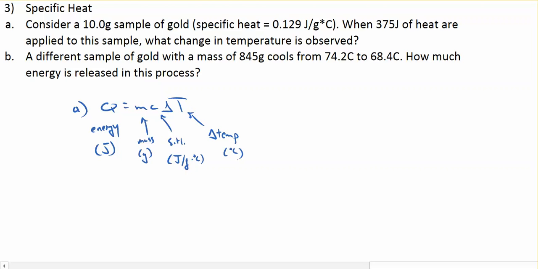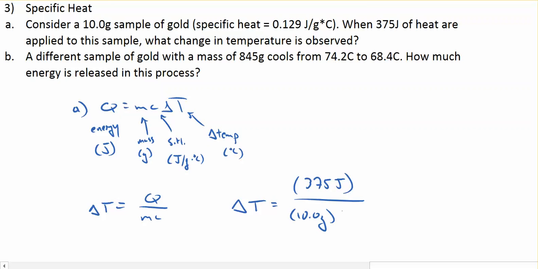So here, I want to know what change in temperature is observed, so I'll solve my equation for delta T. That gives me delta T equals Q over mc. At this point, I can just plug in some values. 375 joules of heat were applied. The mass of gold was 10 grams. The specific heat of gold is 0.129 joules per gram per degree Celsius.